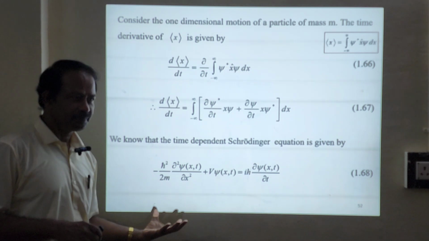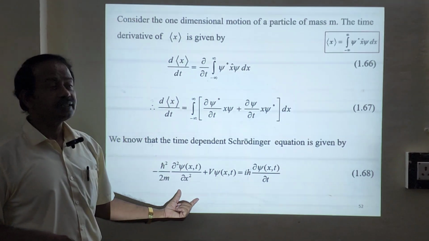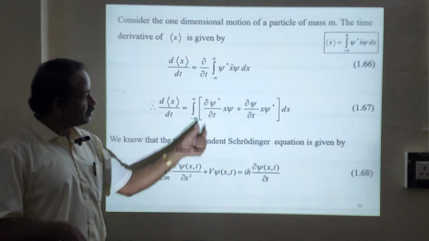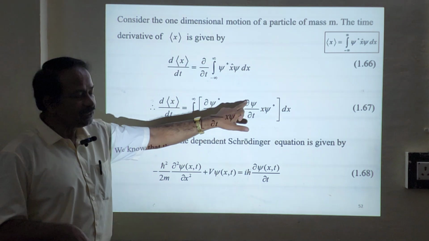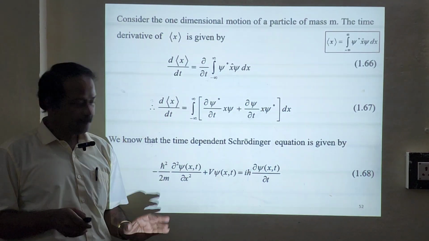Is it clear what I am saying? Just take d psi by dt from the Schrödinger time dependent equation and take the complex conjugate, substitute for d psi star by dt and d psi by dt, and you will get the results. So this is the idea.